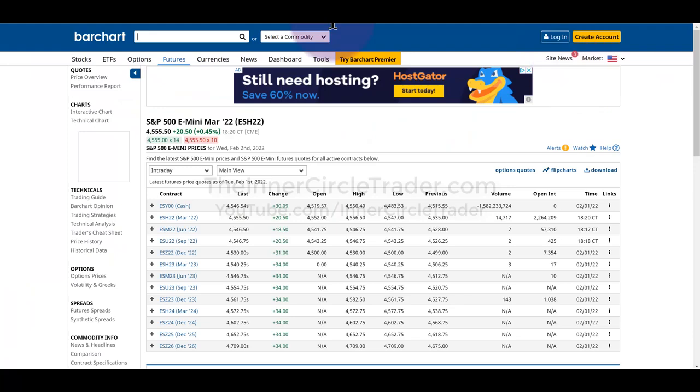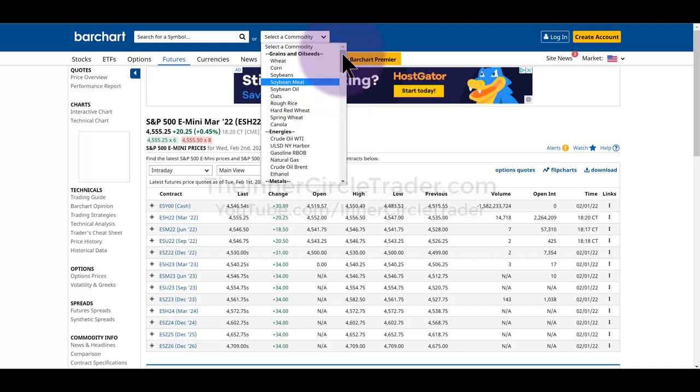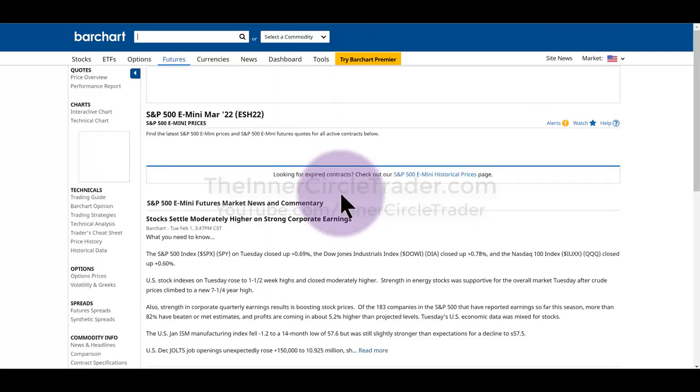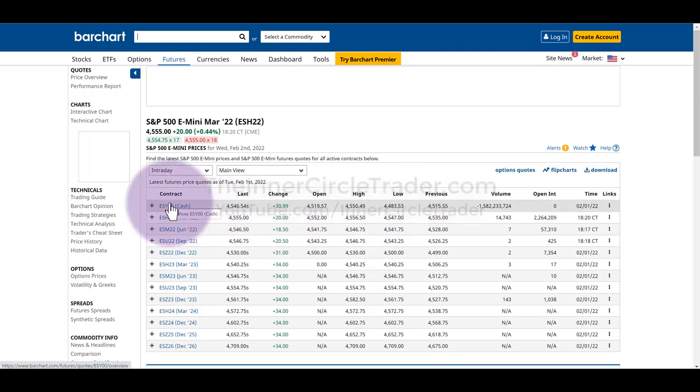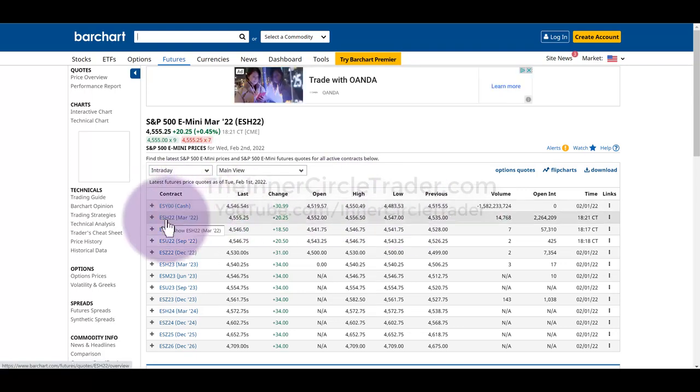If you ever have a doubt, you can go to barchart.com and you can go to the Select Commodity tab here. This is all free. You can scrub down into this list here, go to S&P 500 E-mini, click on that. It'll open up what I just showed you there. And the first one, that's the cash. You don't want to look at that. The next contract available is March. See that? It even gives you the little cheat.